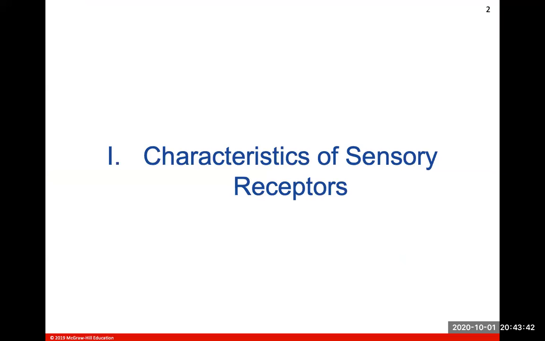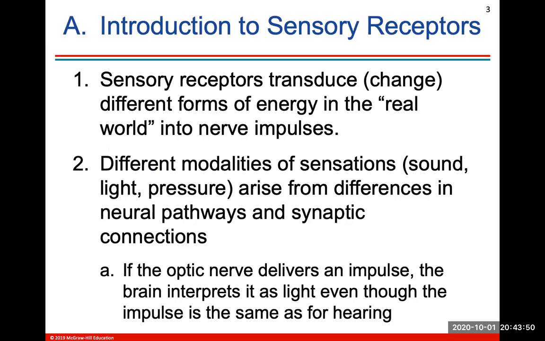This chapter is on senses, sensory receptors, and all. It will focus on your cutaneous receptors in your skin and your eye and your ears. We'll first get a little introduction on sensory receptors. Sensory receptors transduce or change different forms of energy in the real world into a nerve impulse.